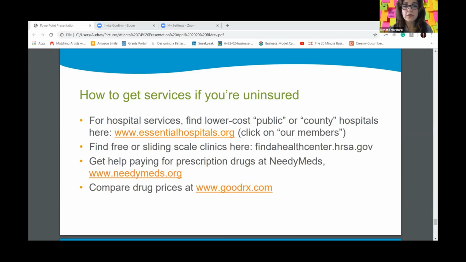Needymeds.org is a website that lists all the pharmaceutical assistance programs. So drug companies give their drugs away for free to people who are uninsured and have low incomes. I would really recommend that anybody that's uninsured and has an income below roughly $50,000 a year, because that's what most of them consider low income, that you check out needymeds.org, because you can get your medications there for free. It's basically a database of all the pharmaceutical assistance, and there's nothing better than free.